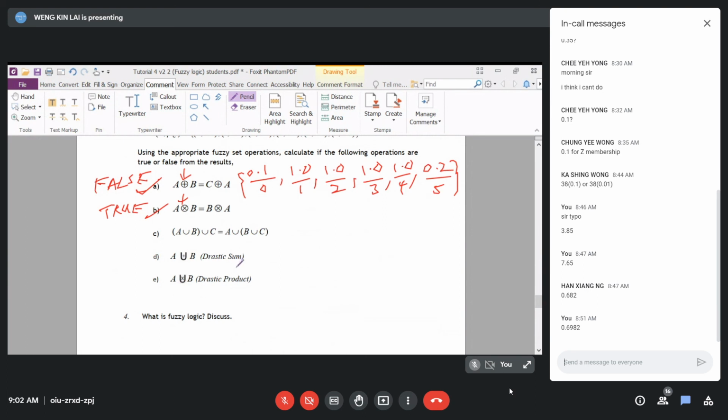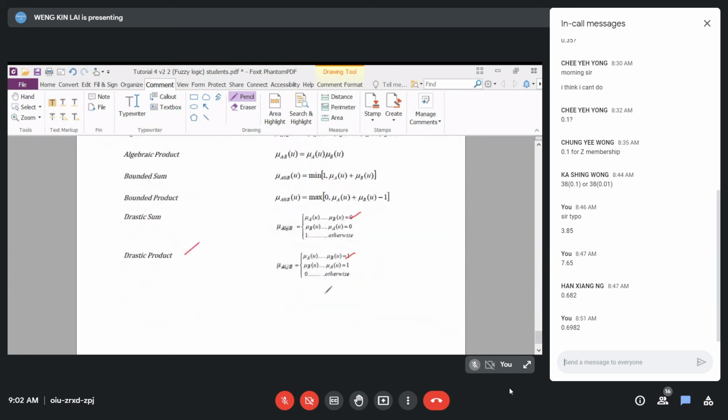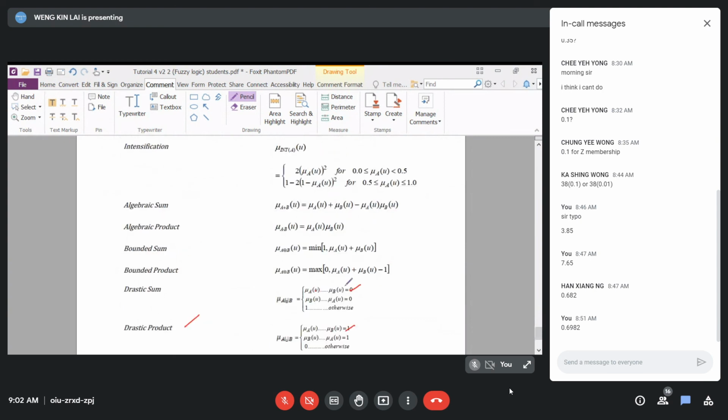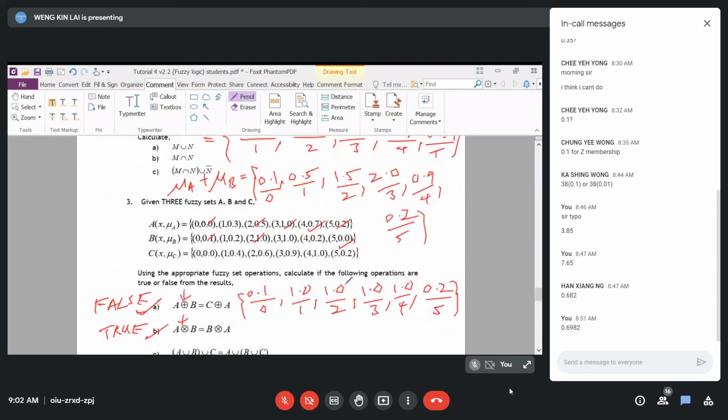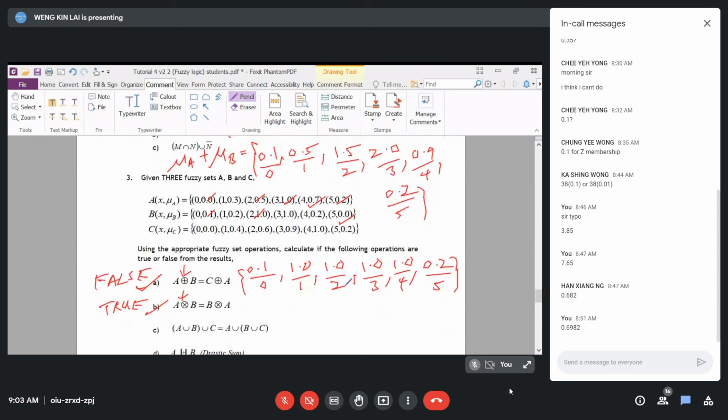Now for drastic product, you look for 1 and then 0. So for drastic product, look for 1. If not, you put a 0, right? So anyone A and B is 1? No. So you put a 0. Then anyone a 1? No. 0.0 over 1. This one is a 1 now.